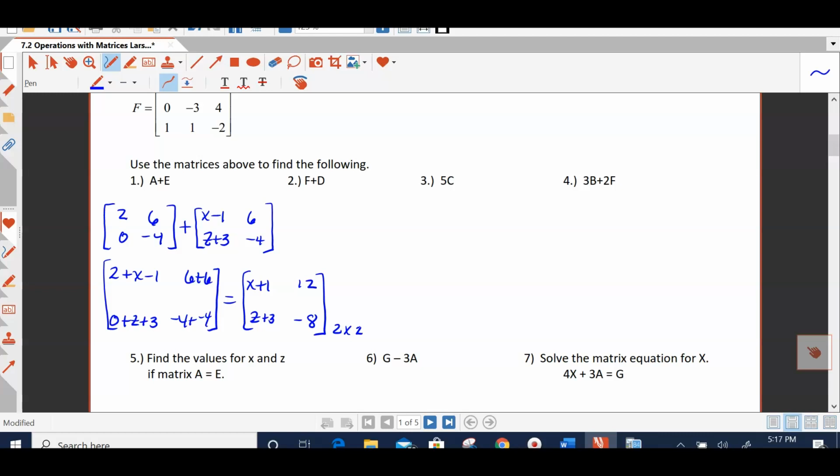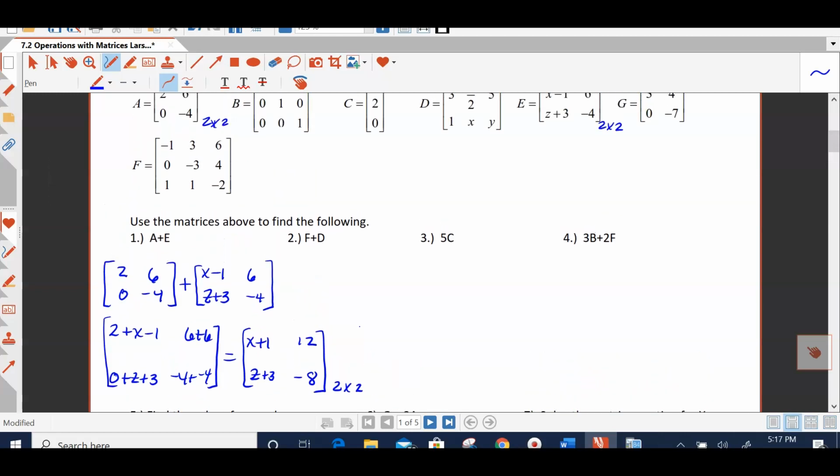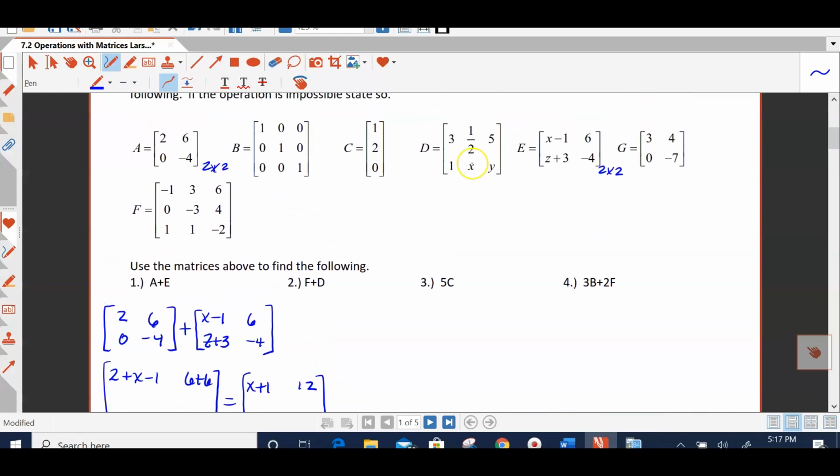Let's look at number 2. I want to take matrix F and add it to matrix D. So matrix F is a 3 by 3 matrix, and matrix D is a 2 by 3 matrix. Guess what? We can't perform that operation because they're not the same size. So that was easy. So they must be the same size in order for us to perform that operation, to add or subtract.